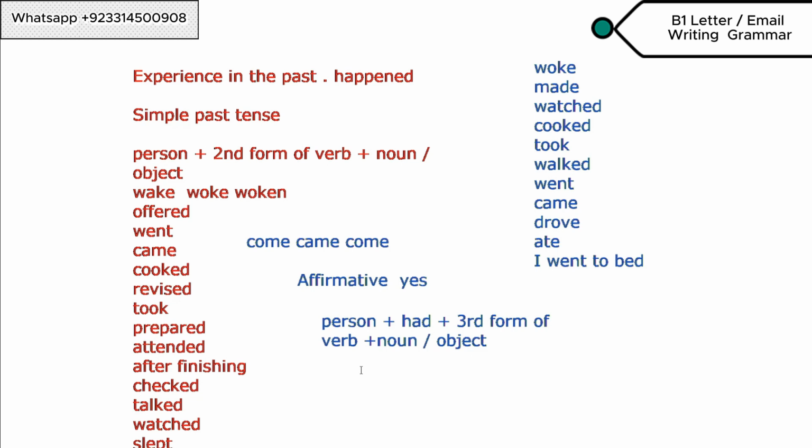Then I had, went for driving. Then I had gone, beautiful. Or I had driven my car. I had driven my car. Driven, the third form. Drive, driven. And I had driven my car. Then I had ate my lunch. Then I went. I had what? Could you repeat the previous one? Then I had ate my lunch. I had eaten, beautiful. Eaten. Then I had eaten my lunch.